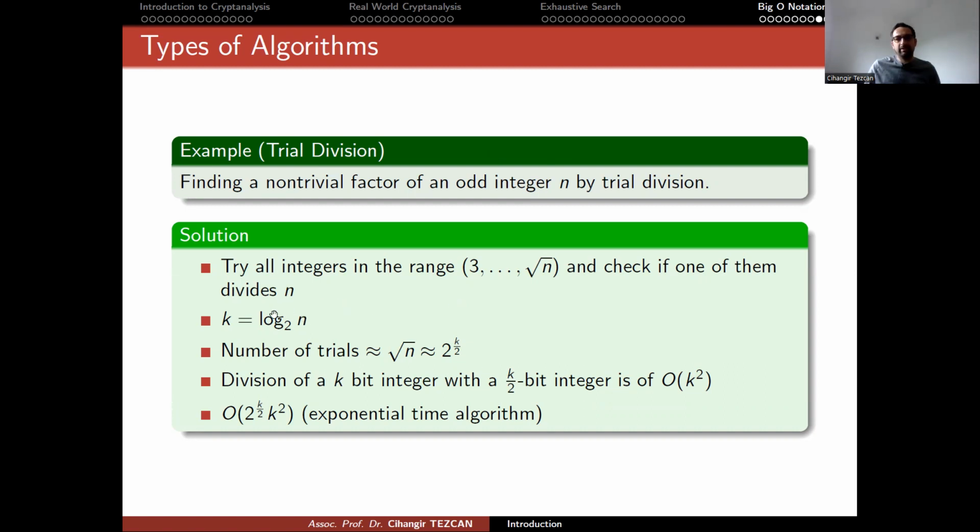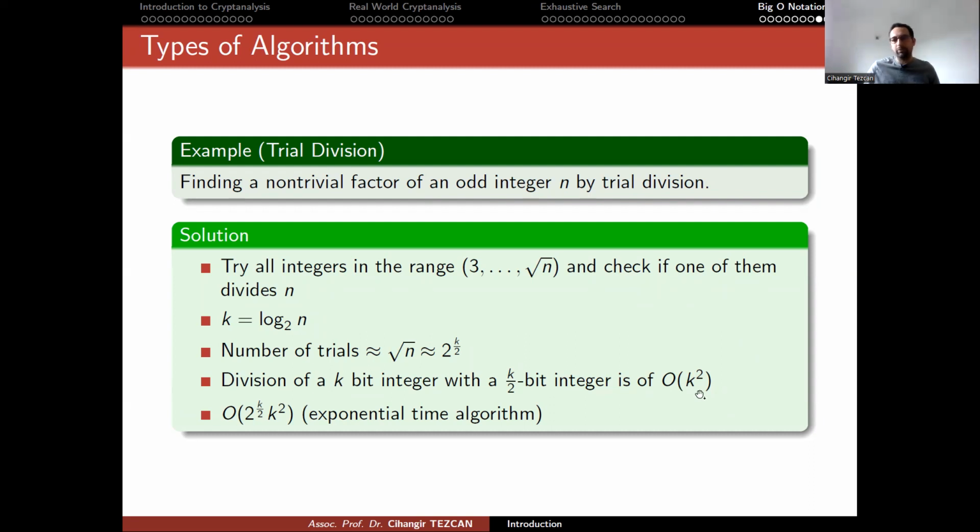Let's say that n is a k-bit value, so log n is k. How many trials should we do? We need to perform around square root of n divided by 2, but in big O notation we get rid of the constant. So we need to try around square root of n values. Since n is k-bit, we need 2^(k/2) trials. And division of a k-bit integer by a k/2-bit integer is O(k^2).